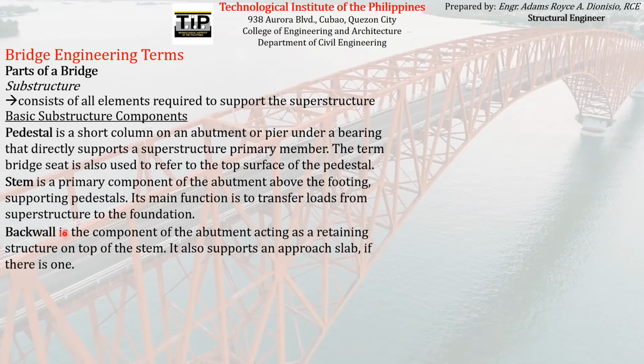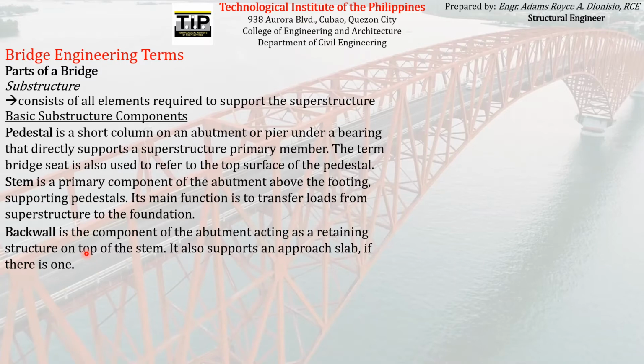Another component of the substructure is the back wall. Back wall is the component of the abutment acting as a retaining structure on top of the stem. It also supports an approach slab if there is one. Later on, we will define what we mean when we say approach slab. But at this point in time, let us focus on the back wall. So what is a back wall?